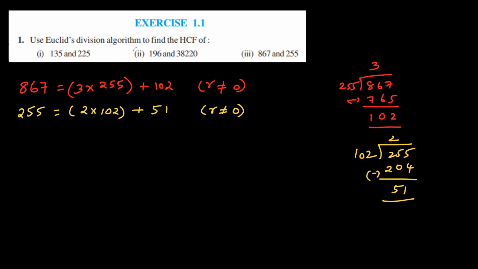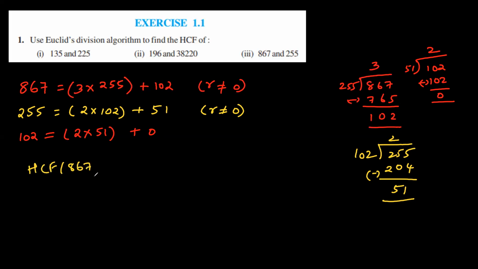So the next step will be 102, that will be the dividend, 51 will be the divisor. So 51 2s are 102, the remainder is 0 finally. So quotient is 2, divisor is 51, remainder is 0. As we are getting remainder as 0, we are stopping here, and the divisor 51 will be the answer. So HCF of 867 and 255 is 51. This will be the final answer.